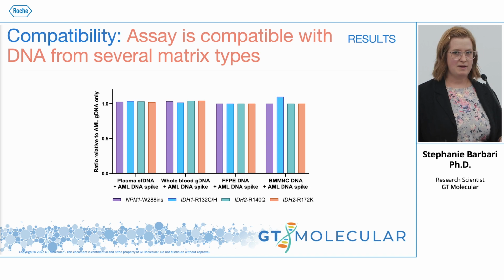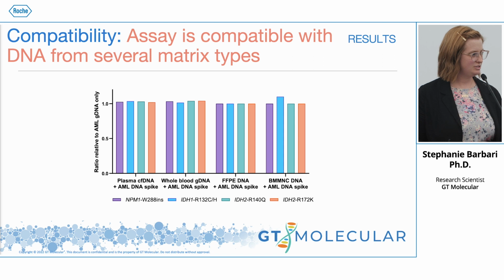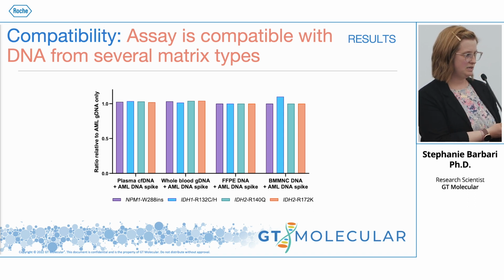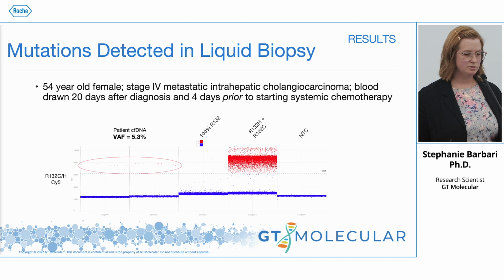Additionally, this assay is compatible with DNA from all sorts of different types of matrices, including plasma, whole blood, FFPE, and bone marrow. And you can see that there's similar output for all of the targets among these different types of DNA. And last, I'll go over data from real-world samples.